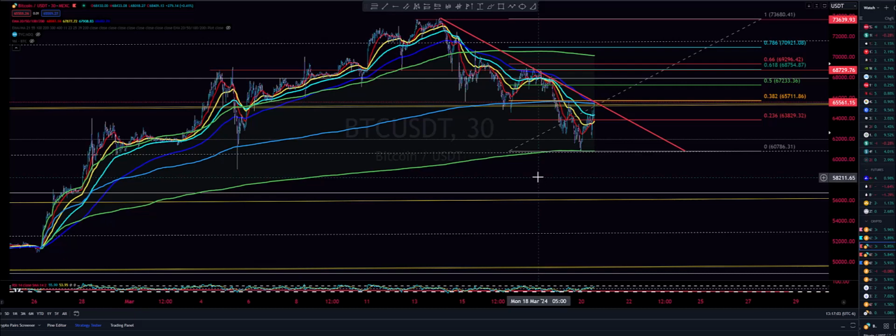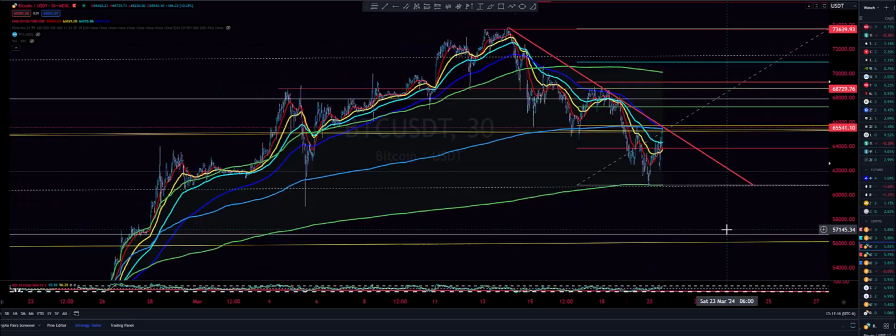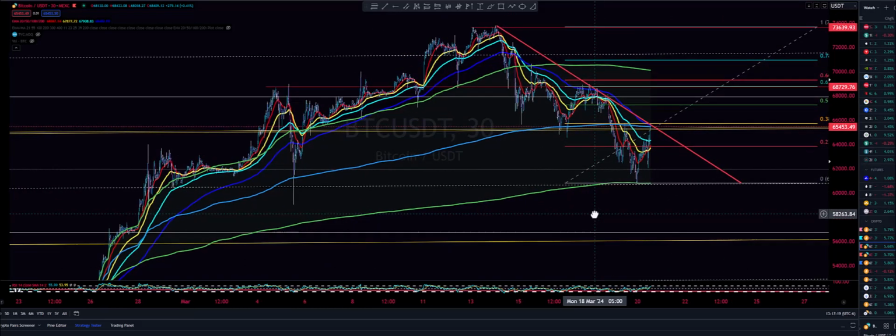Okay, all, welcome back. Let's get right into Bitcoin because we have a lot happening right now. Currently, I am on the 30-minute time scale, and I'm choosing this because we have a lot of confluence with our moving averages and Fibonacci poles.